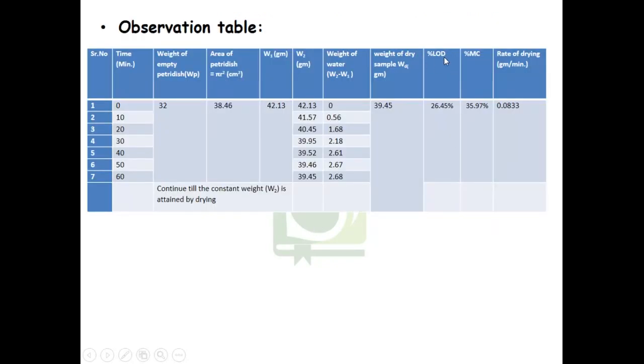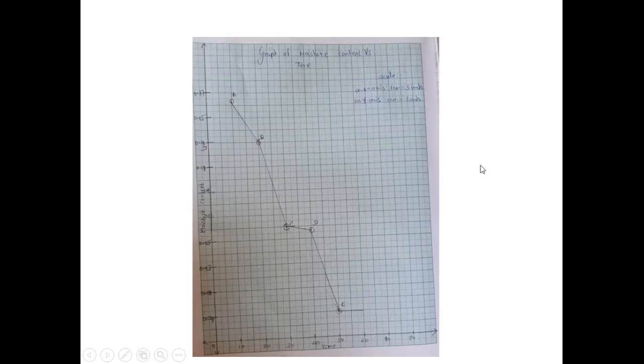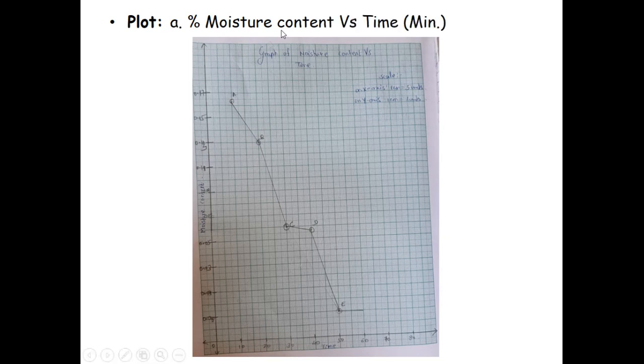So now let us complete our observation table. So we will put the value of percent LOD as 26.45%. Percent MC was 35.97 and rate of drying was 0.0833. Okay. So after that we are going to plot a graph of percent moisture content versus time. On x-axis we have taken time and on y-axis we have taken moisture content. We have calculated moisture content for every 10 minutes. Okay, so then we will plot those points and we get this graph.